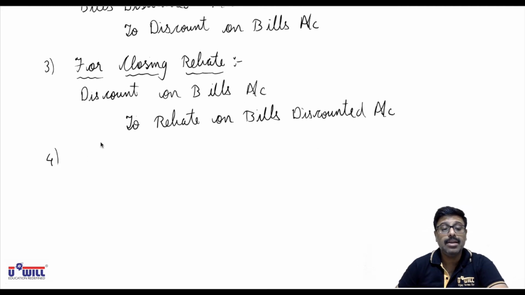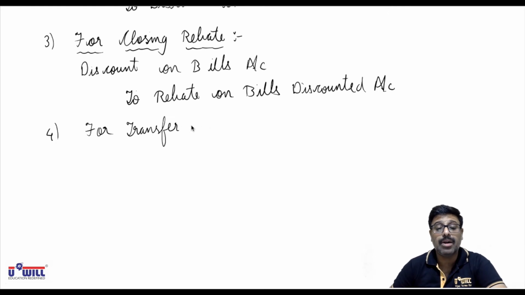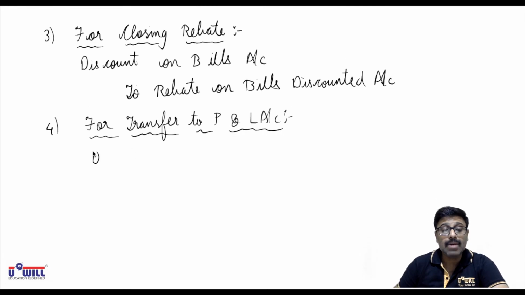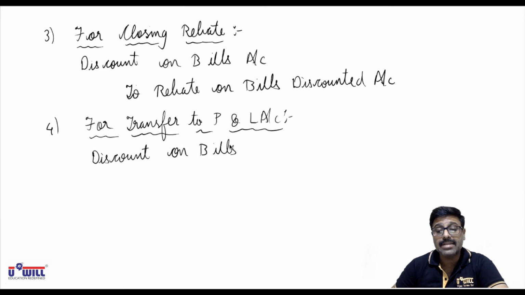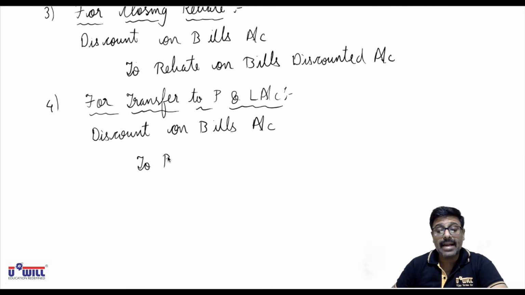And lastly, for transfer to P&L account, whatever is the final balancing figure remaining in the discount account will be transferred to profit and loss account. So for that, what journal entry will be passed? Discount on bills account we will close and debit. Discount on bills account is a credit balance, it's an income. To close it, we will reverse and debit that, and we will transfer it to profit and loss account.